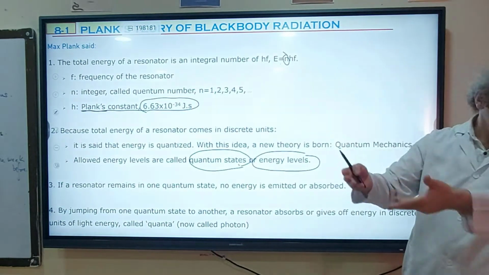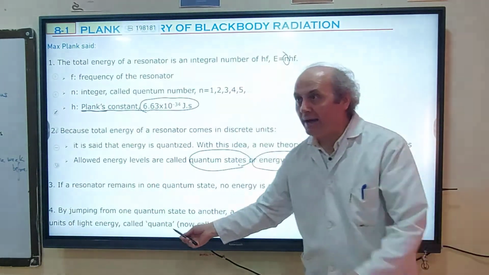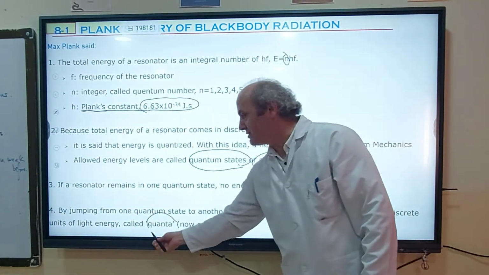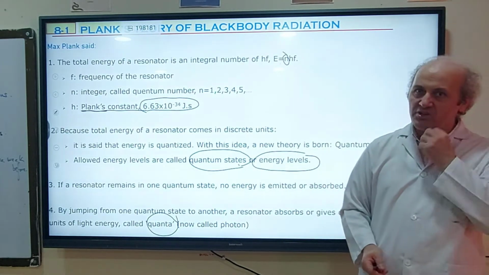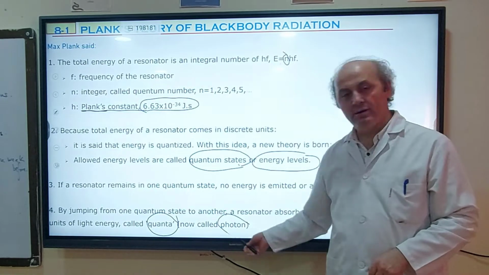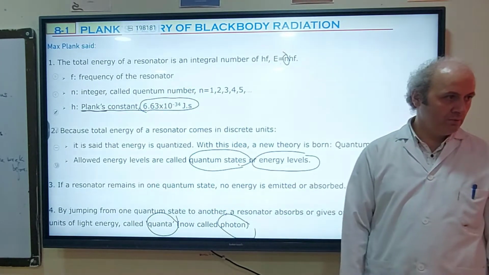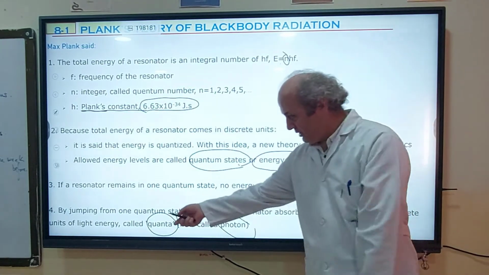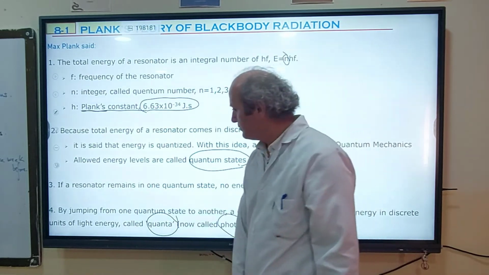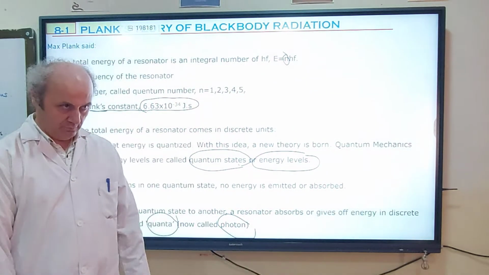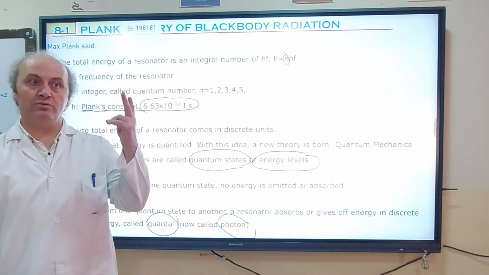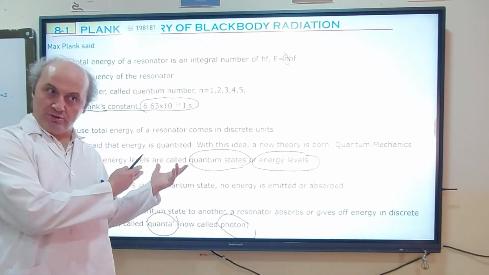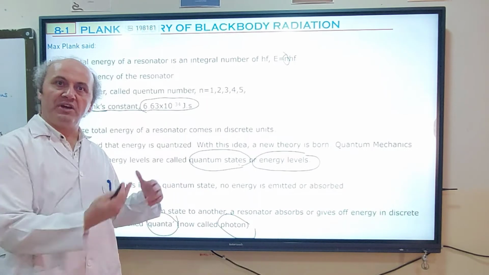This given energy is called quanta by Max Planck. Later, Albert Einstein will call this quanta a photon. But at first, what he said is quanta. For example, 1 hf is 1 quantum. 2 hf, 2 quanta, according to Max Planck's model. 3 hf, 3 quanta.